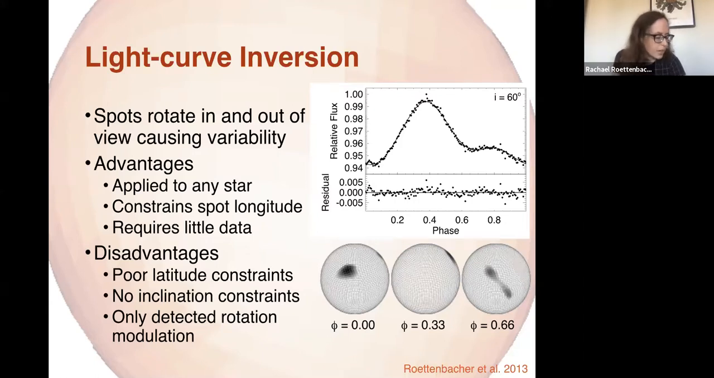And we can only actually see things that are rotationally modulating. So if you have a spot on your pole that's facing you, that's not going to rotate in and out of view. So we're not going to be able to see that sort of signature. So it's only things that really do go in and out of view that we can reconstruct with this method.